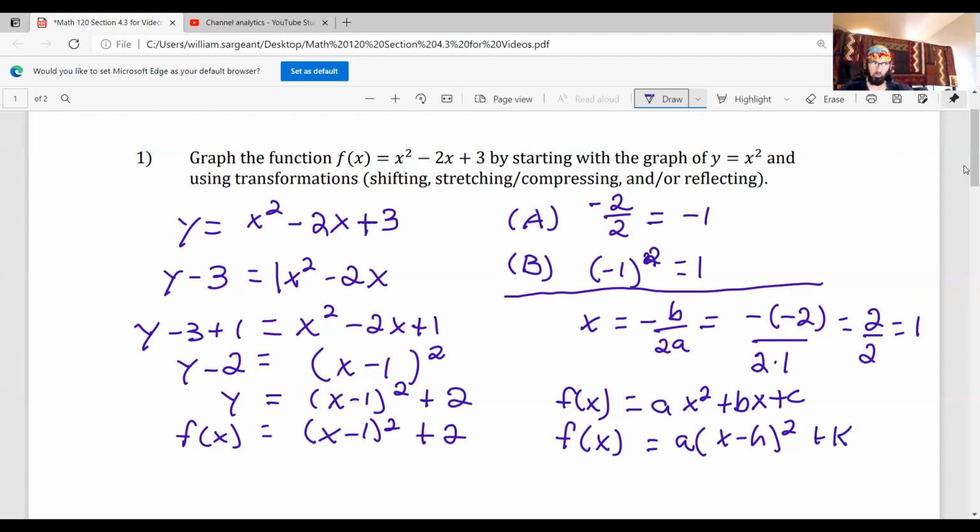All I have to do in either version is plug in the 1. Suppose that you started with this. If you hadn't completed the square, then f of 1, we would have 1 minus 2 plus 3. So that's negative 1 plus 3 equals 2. That is the same value that we have for k from completing the square. What good this has done us is tell us that there is a shift right 1.